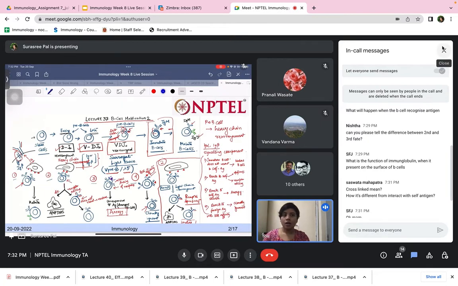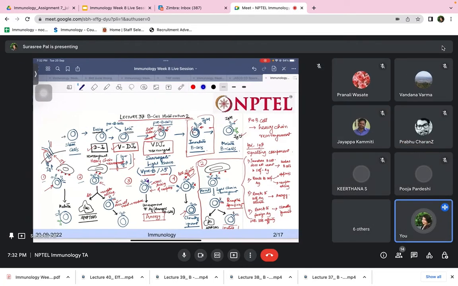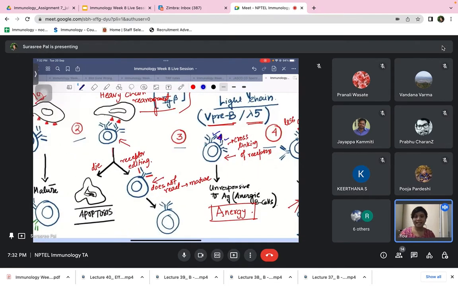Yes. So the second fate is concerned about the cell surface antigens, right? So these are the cell surface antigens present on the surface of the self cells, right? And if the B cells are reacting to the cell surface self antigens, then either they will die by apoptosis or they will undergo receptor editing.